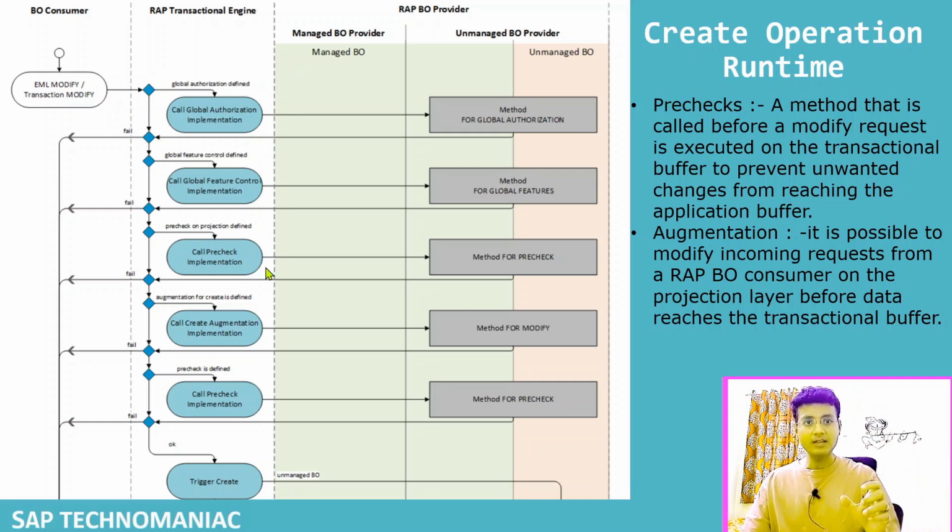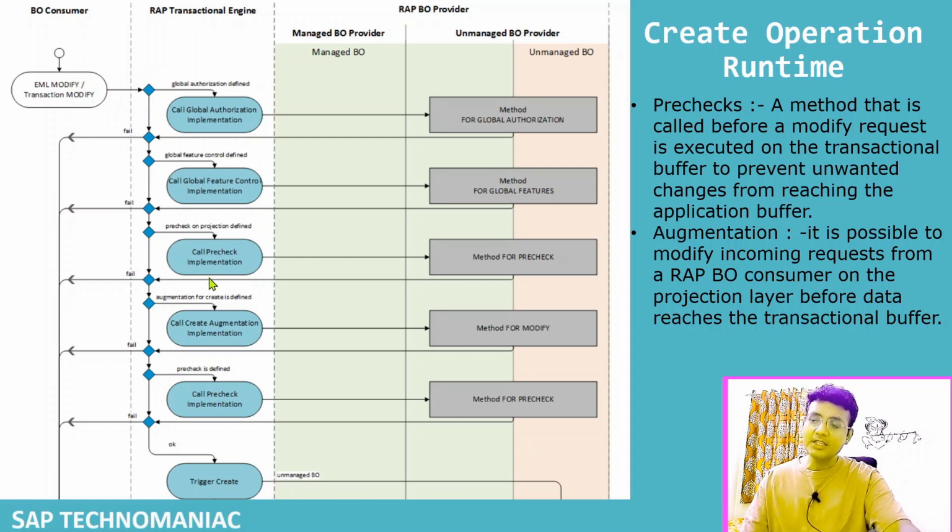As I told you in the last video also, or in this video also, we can define the behavior pool at the projection layer as well. In the projection layer, anything you define in the pre-check, why we use it? We want to make sure a method is called before the modify request is executed on the transactional buffer to prevent unwanted changes from reaching the application buffer. Something user entered which is unwanted, and we don't want that to go to the transactional buffer. So we want to validate that thing.